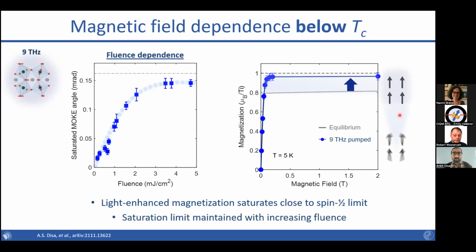I think what's even more suggestive is the fluence dependence, which shows that this spin 1/2 limit here is really a hard limit, even when we increase the pump strength. So, this is again suggestive that whatever is suppressing the magnetism at low temperatures can be relieved by pumping this particular mode.